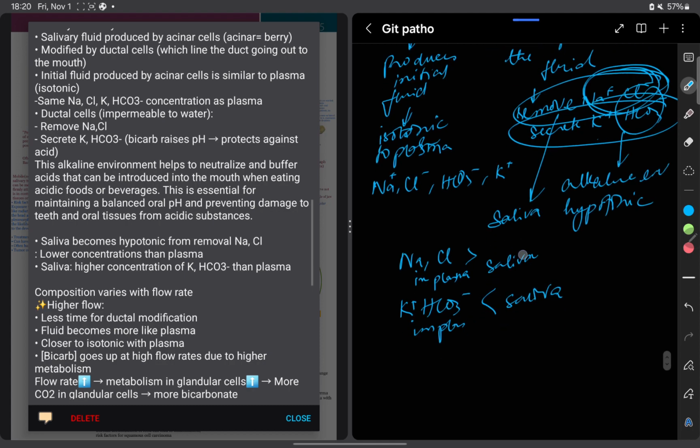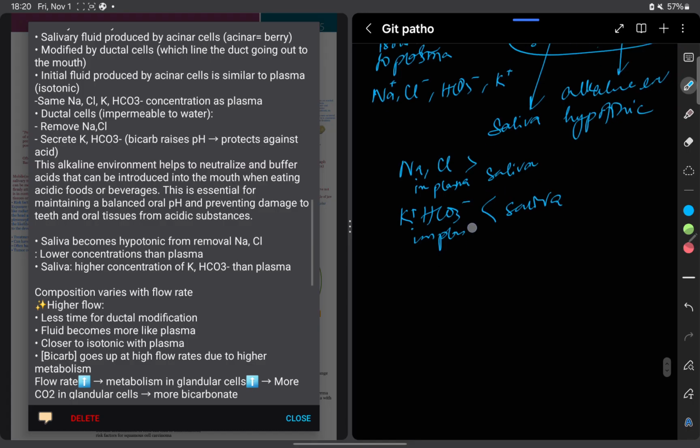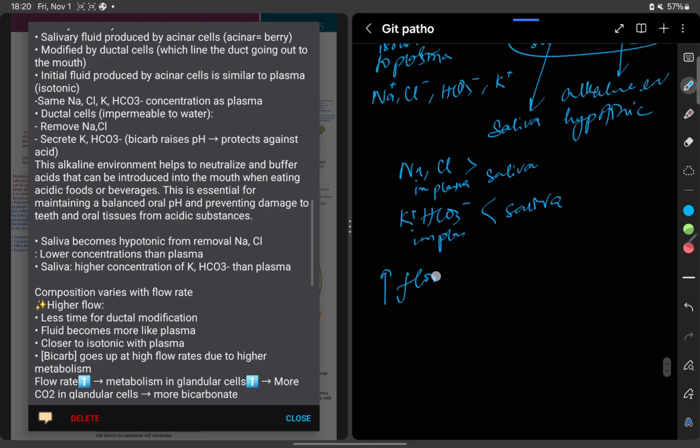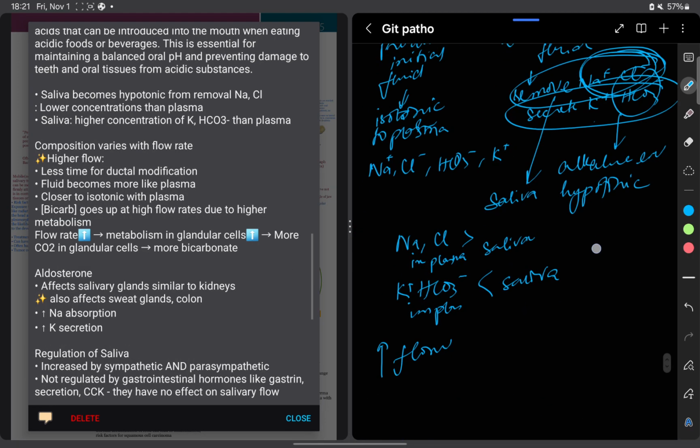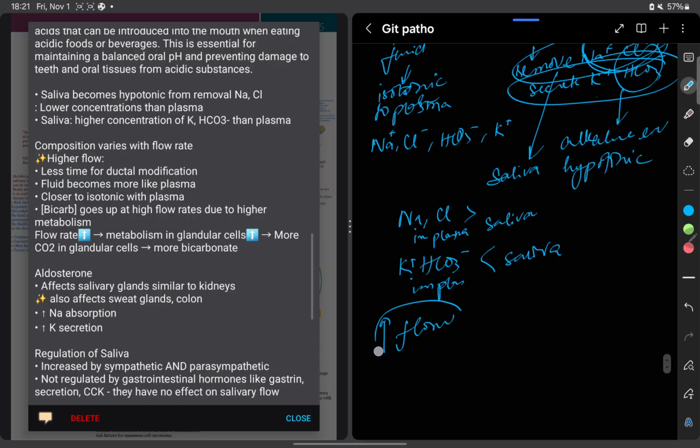Now this composition can vary with the flow rate. If there is a higher flow, the saliva is moving faster into the mouth. So what happens is there is less time for the ductal modification. This duct gets less time for the modification. So if there is a higher flow, the fluid becomes more like plasma, because there is less time for ductal modification. So Na+ and Cl- are not removed effectively.